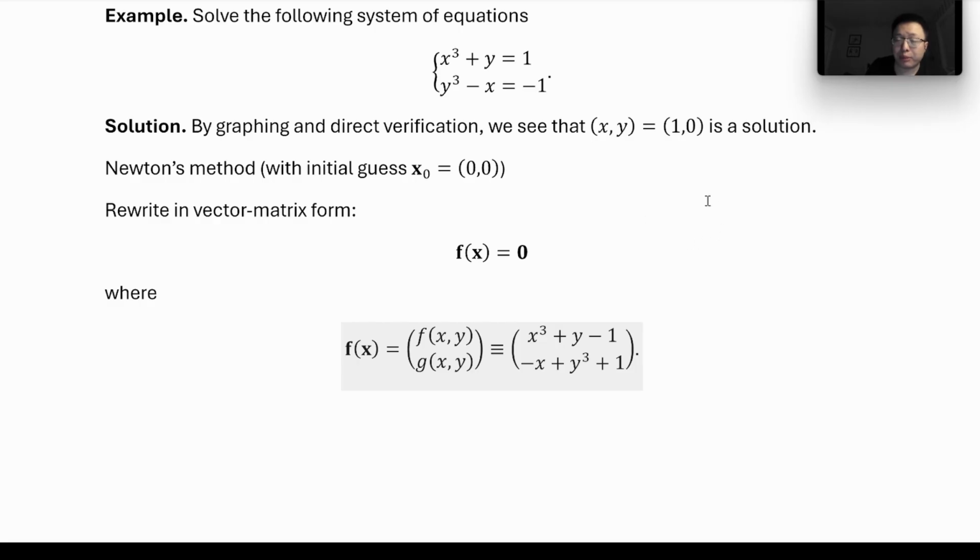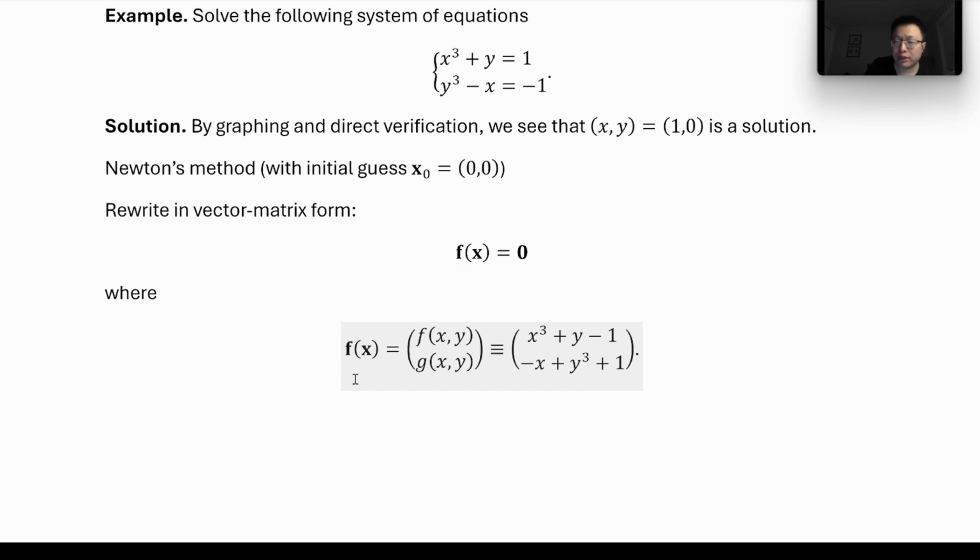Let's begin by rewriting the system in matrix form. We want the system to be in the form f of x equals 0, where f of x is a vector function with two components, f and g. f of x, y is x cubed plus y minus 1, and g of x, y is minus x plus y cubed plus 1. So now we have the vector function f.